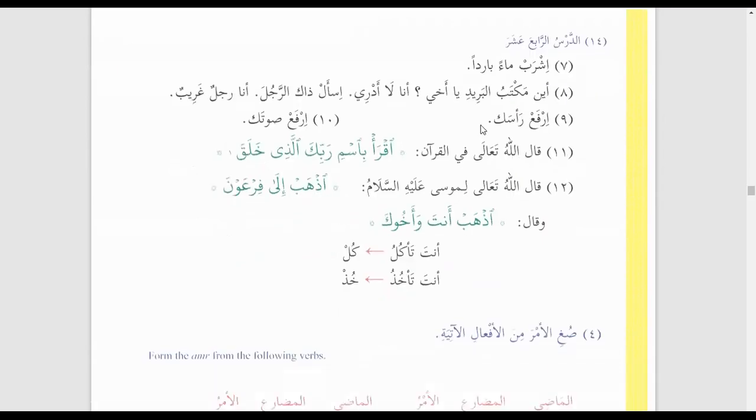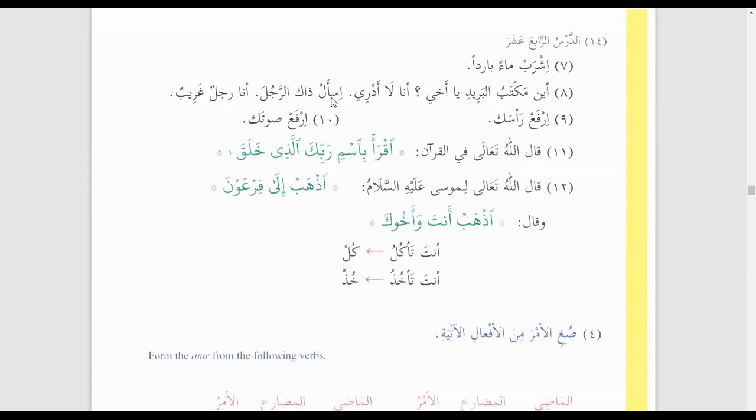أين مكتب البريد يا أخي؟ Where is the post office, oh my brother? أنا لا أدري, I don't know. أنا لا أدري. اسأل ذاك الرجل, ask that man. اسأل, سأل يسأل, اسأل. أنا رجل غريب, I am a stranger, or I am a strange person here. أنا رجل غريب, I am a stranger.